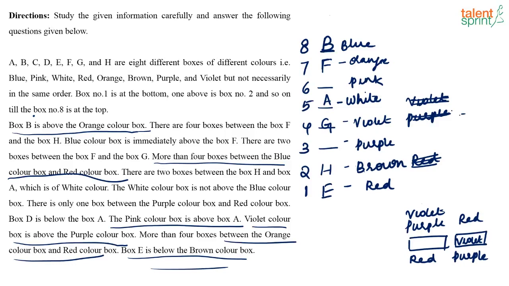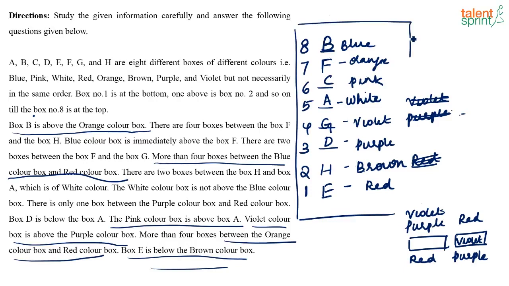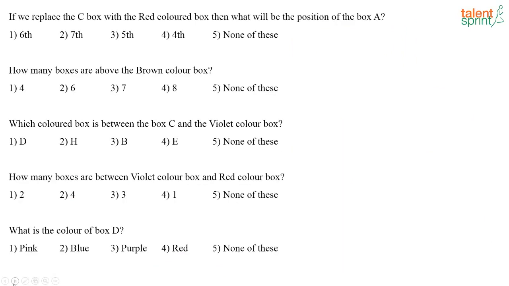Okay. So this is what you get. Then you have these 2 places left. Which are the names that you have to fix? Box D is below box A. So this is going to be box D and this is going to be box C. So this is going to be your final arrangement. Yes. Now let us look at the questions that follow this set. So let me just write down the arrangement that we got here neatly.